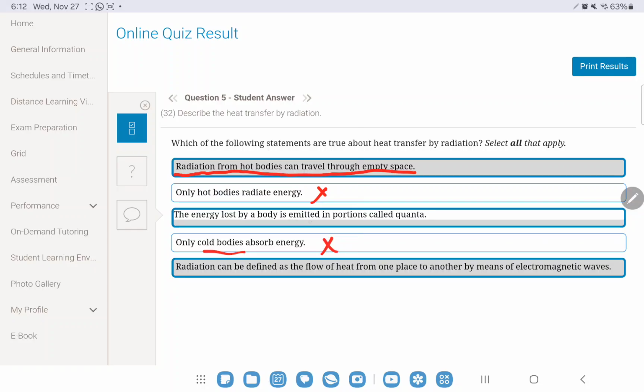Energy lost by a body is emitted in portions called quanta. This is a thing you have to remember. I can't really explain it. Quanta is the portions that energy is transferred in. So this is correct. Radiation can be defined as the flow of heat from one place to another by means of electromagnetic waves. Yes. If you remember when we took in chapter 8 types of heat, radiation was one of them in the form of infrared. All of them were radiation, by the way, microwave radiation, and they're all types of electromagnetic waves.